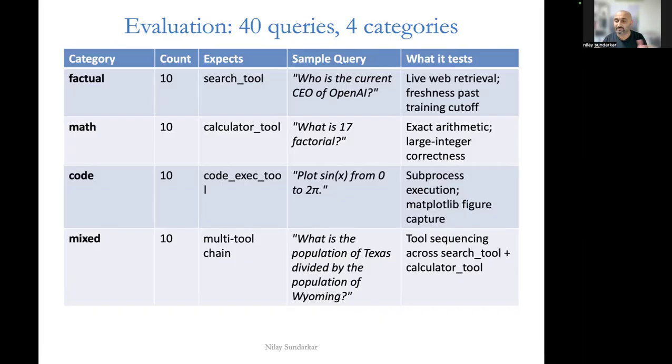The mixed bucket is also where I test whether the agent resists overtooling. Some mixed queries should resolve with a single search, not a chain. Tool selection is part of the eval, not just tool execution.